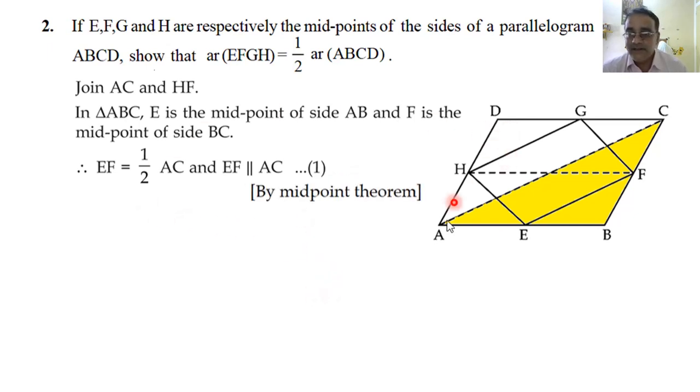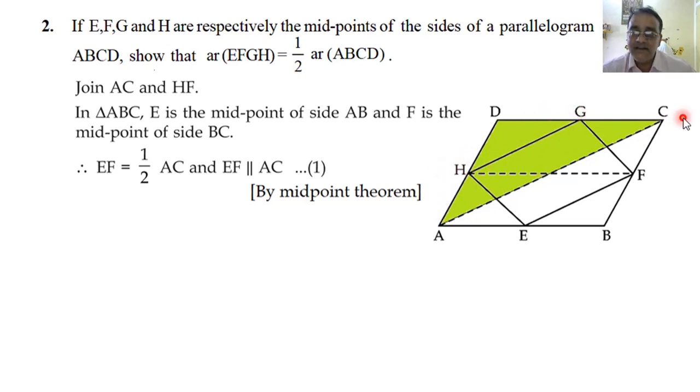Okay, now let us move toward the another triangle, the green one. H is the midpoint of AD, G is the midpoint of DC. So what can you say about HG?